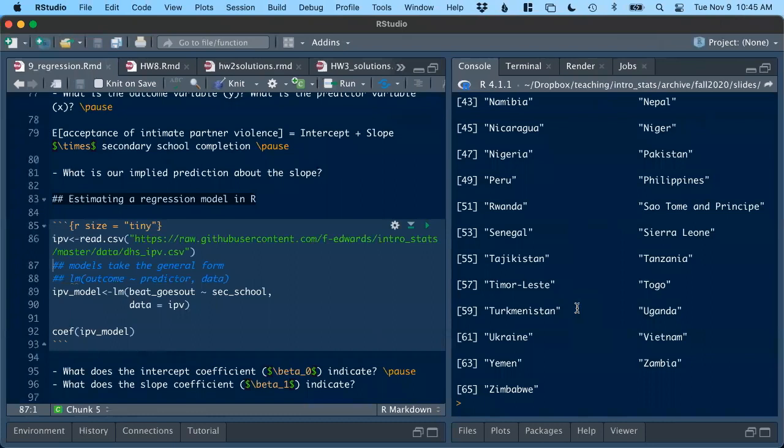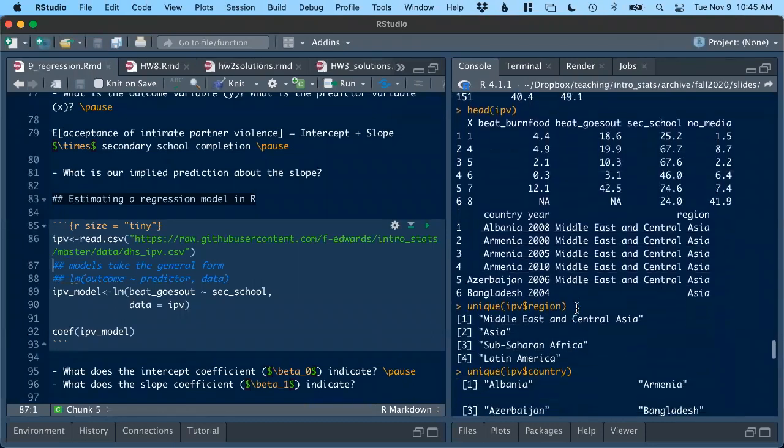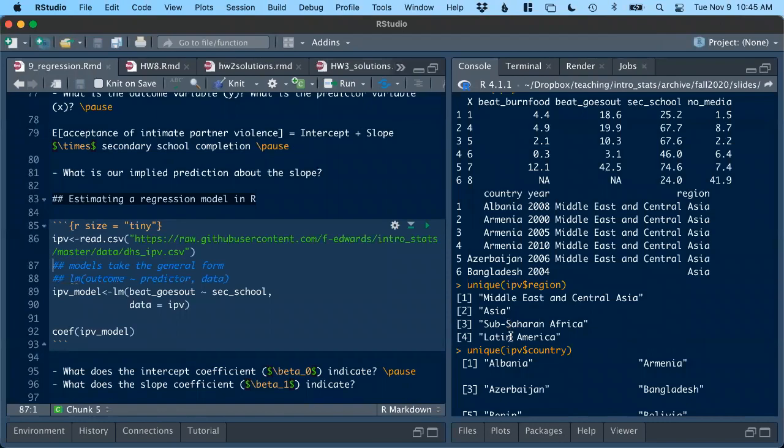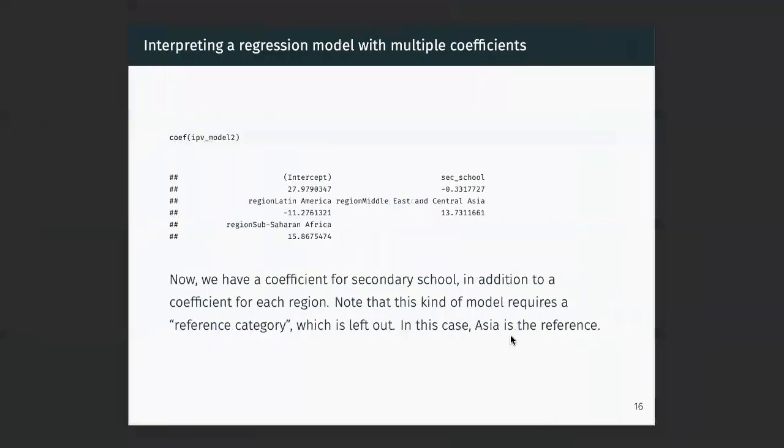So what's going on? In the original data, we have Middle East and Central Asia, Asia, Sub-Saharan Africa, Latin America. What's missing here is Asia. For math reasons, which I won't go into, we can't have a predictor for every single region. We can have k minus 1. If k is the number of categories, we will have k minus 1 predictors. In this case, Asia is left out. But what that means is that Asia is implicitly the intercept term. When these are set to 0, implicitly it means the region is Asia.